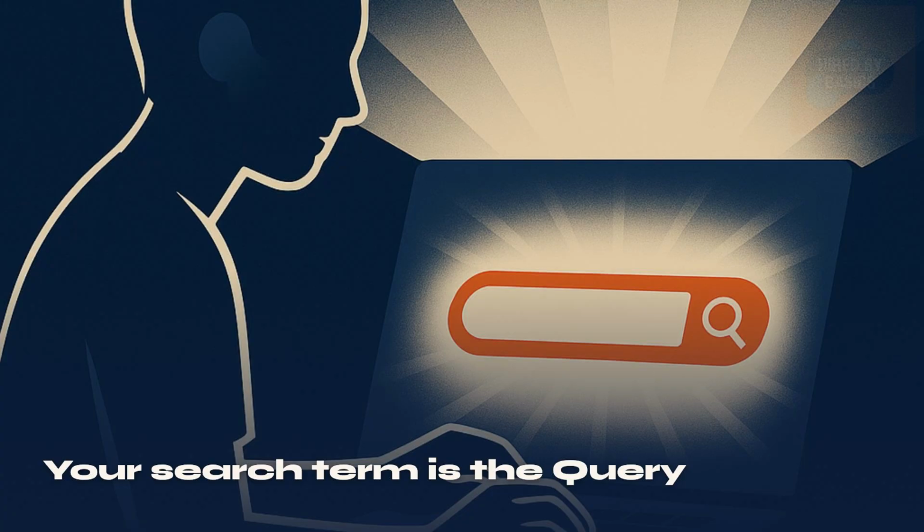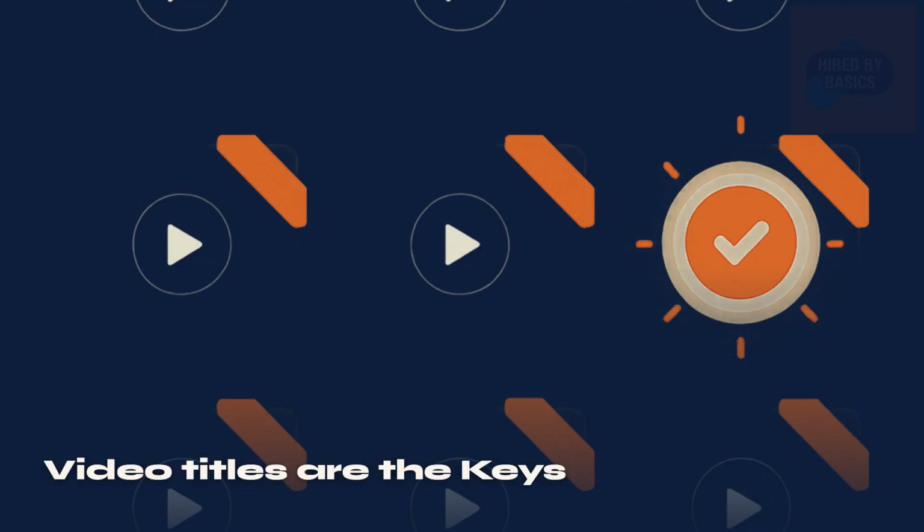Now YouTube looks at all the video titles on its platform. Each title is like a label, a tag, saying, hey, this is what I am about. Those titles are your keys. YouTube compares your query against all those keys, figures out which ones match well, and then it shows you the actual videos. The content you watch, the real video itself, that is the value.